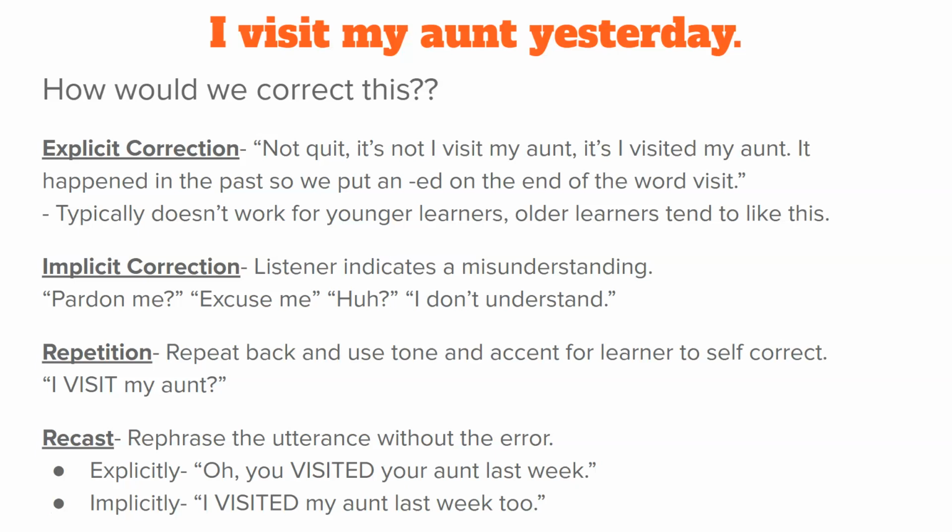To recast, you would rephrase what they said without the error. So if they say, I visit my aunt yesterday, to explicitly recast, you would say, oh, you visited your aunt last week, or oh, you visited your aunt yesterday. To implicitly recast, you would say, I visited my aunt yesterday too. So you can see why a lot of learners would know that they've been corrected and why recast is not that effective.